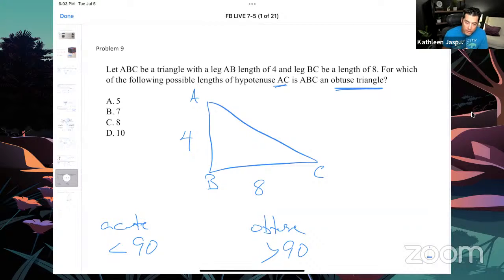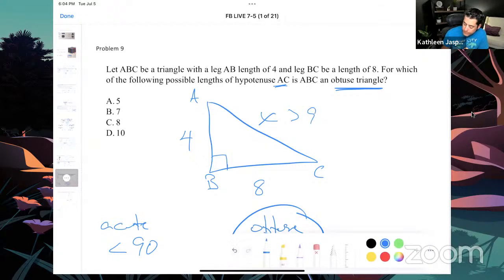So how in the world can I figure out what's greater than 90 degrees? Well, if I have a triangle with legs of 4 and 8, and I make it a right triangle, how can I figure out what the length of the hypotenuse will be? I can use the Pythagorean theorem, because I know that if I find where 90 degrees is, obtuse means I have to be greater than 90. And when I find out whatever this number is, the only way that it can be obtuse is if this number is greater than, oops, no, that's not right.